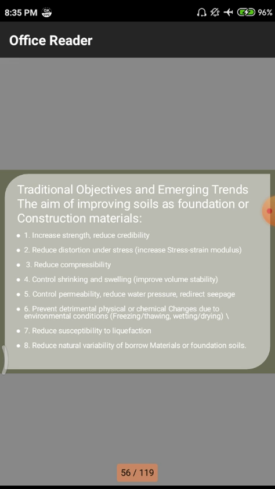Next one we are having is prevent detrimental physical and chemical changes due to environmental conditions. That means these environmental conditions, in a few places of our country, we are having a huge amount of temperature changes. In the morning itself we are having some amount of 40 plus temperature. In the evening they are reducing to 20 degrees and 10 degrees like that. Mainly these kinds of situations we are facing in Rajasthan and other states.